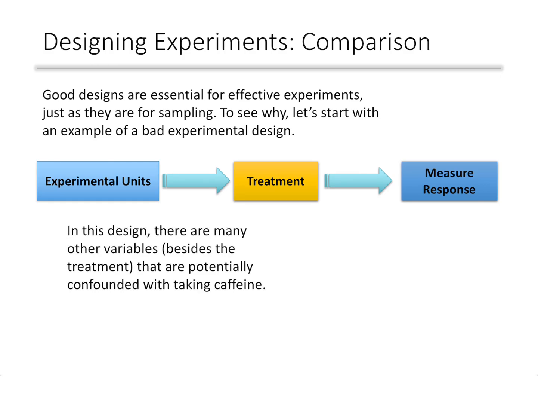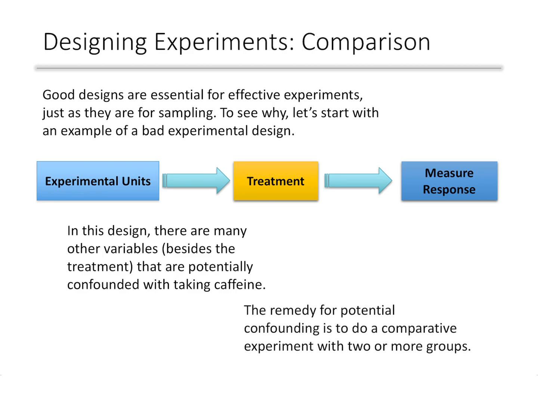Okay? In this design, there could be many variables besides our one treatment that we want to look at. Depends on what you're looking at, but just think, taking caffeine can have different side effects on things. So we could have lots of confounding going on here. The remedy for potential confounding is to do a comparative experiment with 2 or more groups. Okay, so when we do this, we have some options that we want to look at.